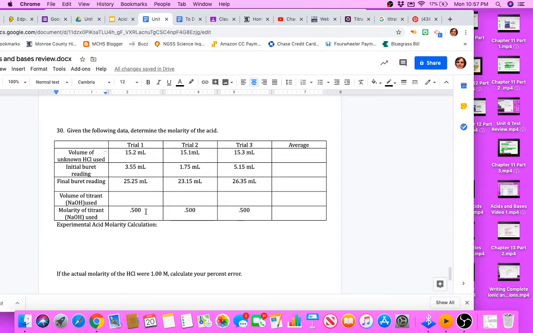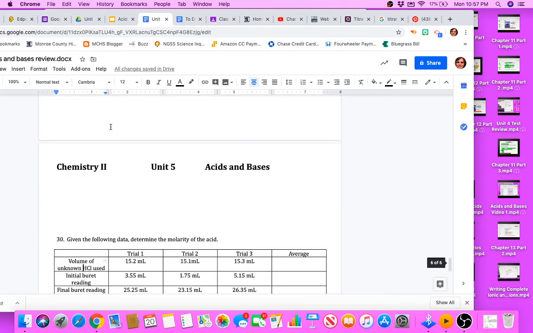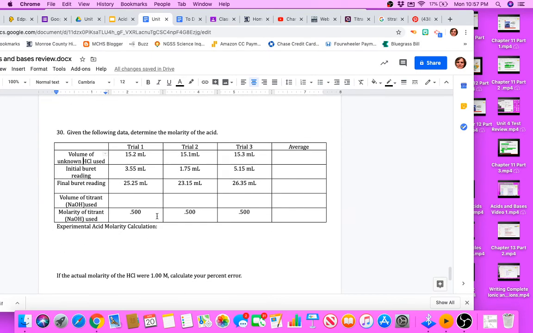We also know, remember, this is our known sodium hydroxide solution. We know the concentration of that sodium hydroxide solution, and we use the same one every time, so its concentration is 0.500 molar. So again, this is molarity here, and we can put that here. And then our question is, we want to determine the molarity of our acid.